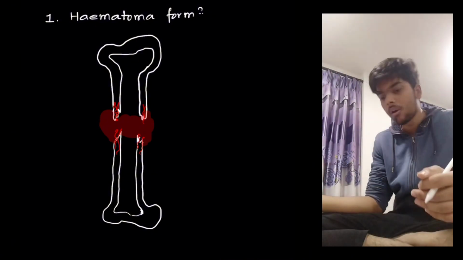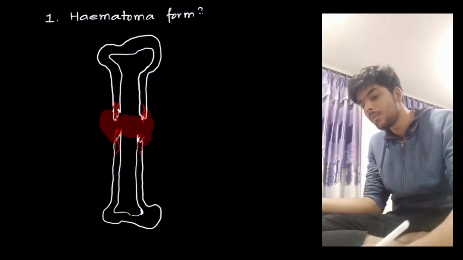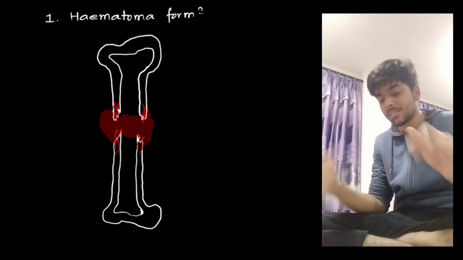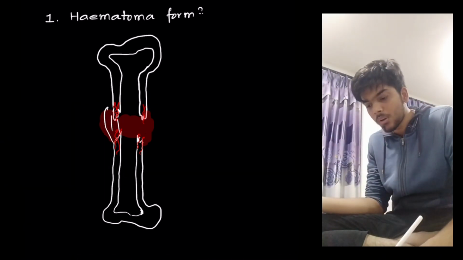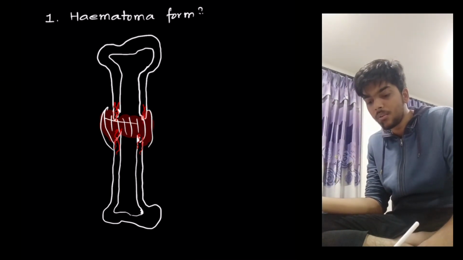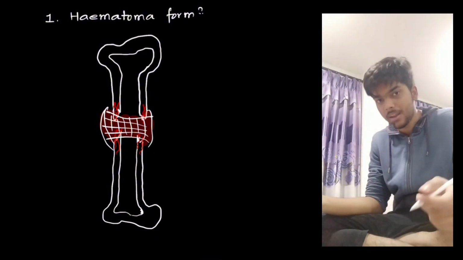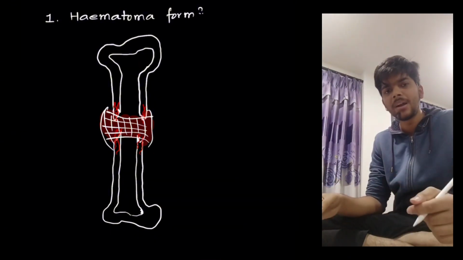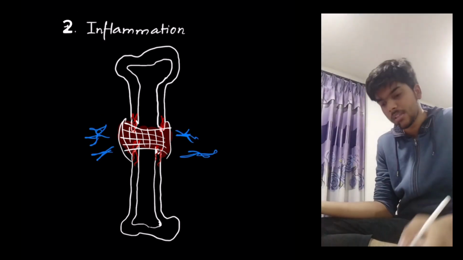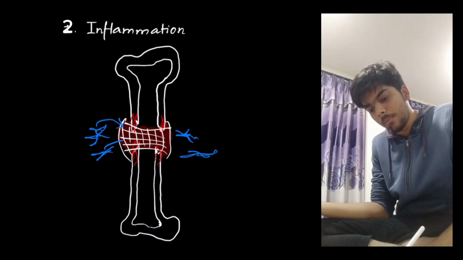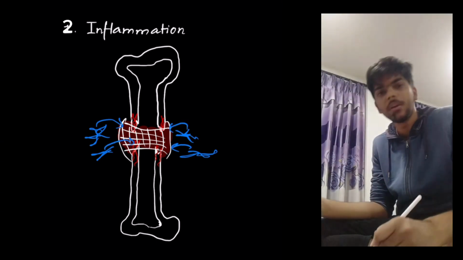And during clot formation, fibrin forms a meshwork around the fractured site. So, fibrin forms a meshwork around the site of fracture and holds everything together, and holds the fractured ends of the bone together, providing a little bit of stability. So at the site of hematoma formation, macrophages appear and induce the process of inflammation.